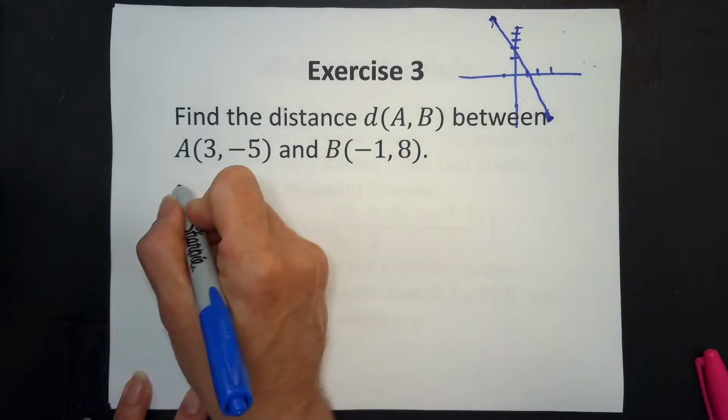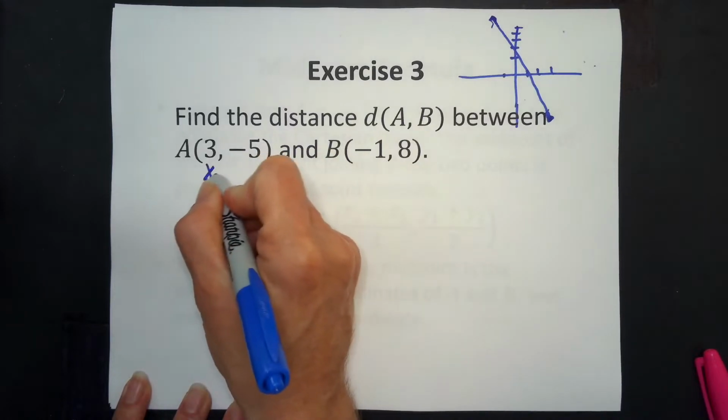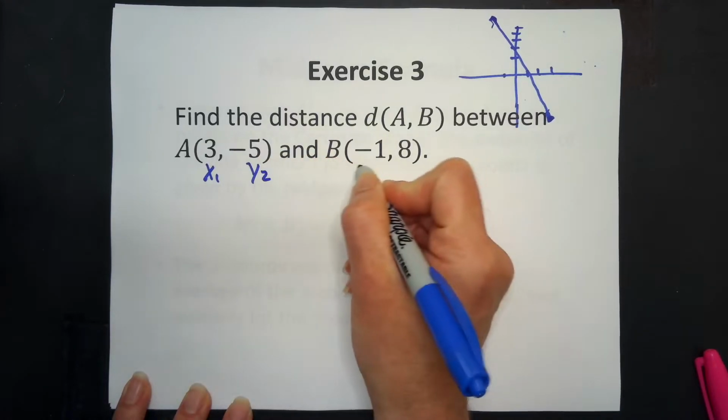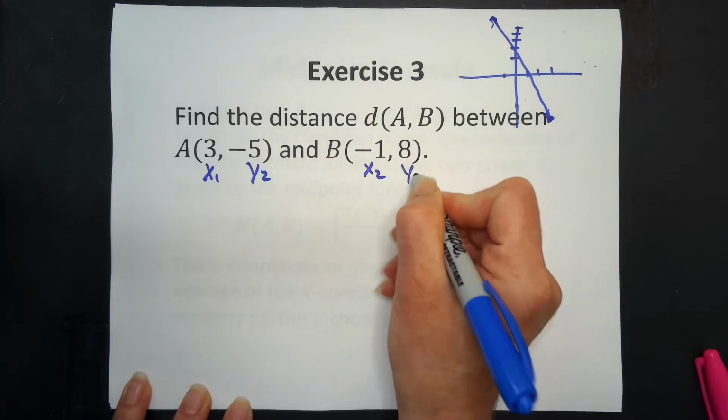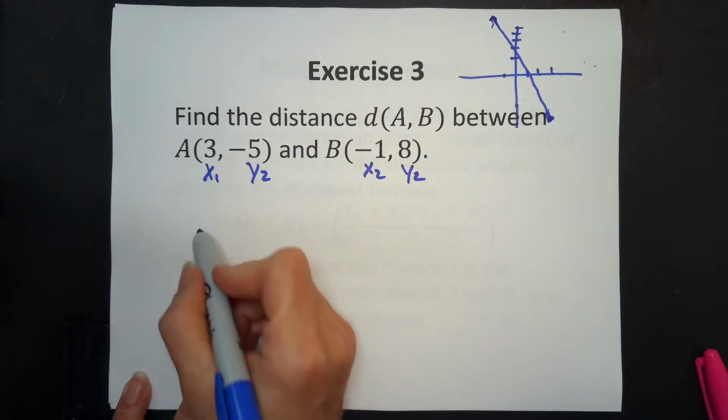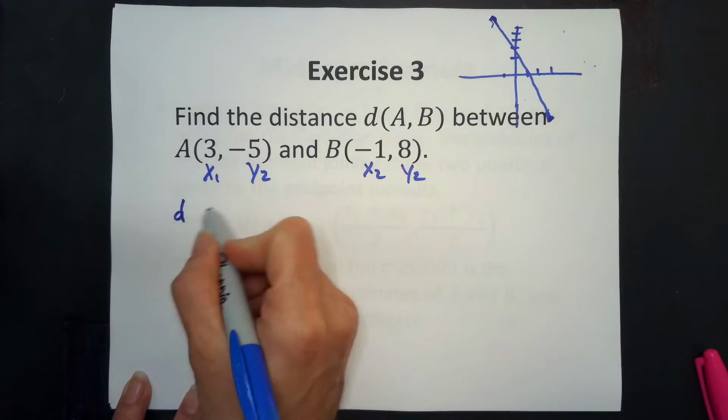You don't need to draw it. You can just say, I like to label my points so I don't mix them up in my formula. So I'm going to write the formula down. It's always good practice to get into.